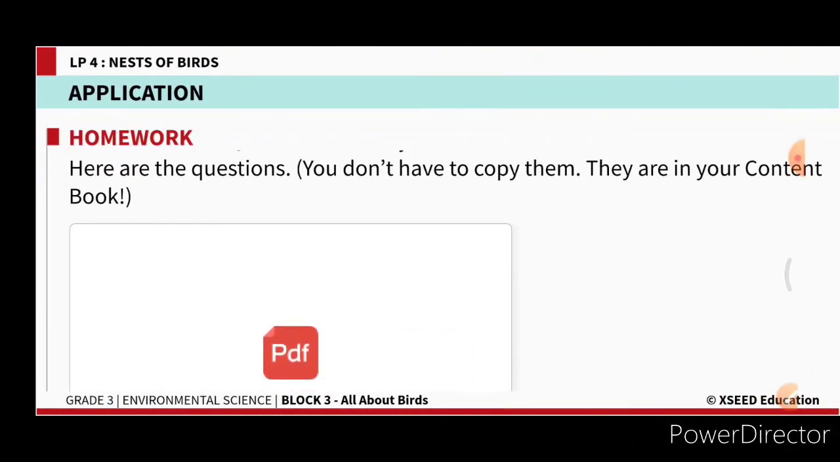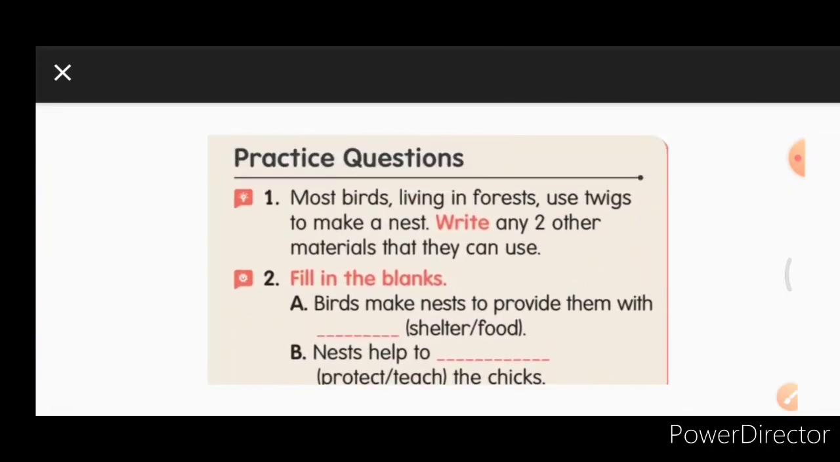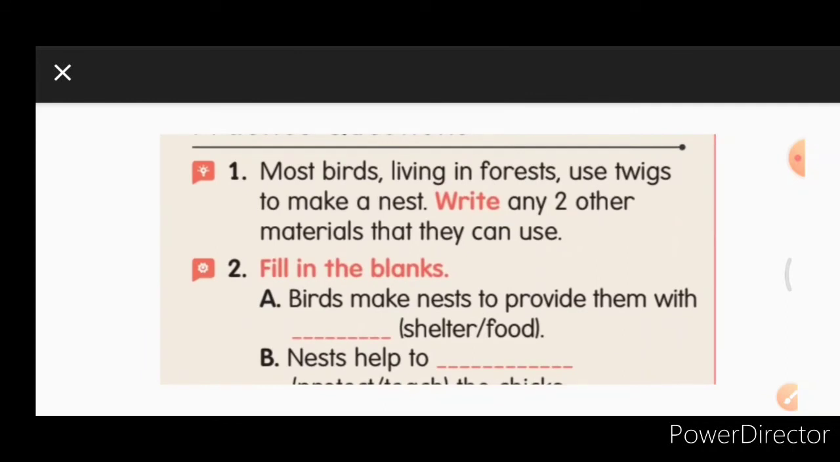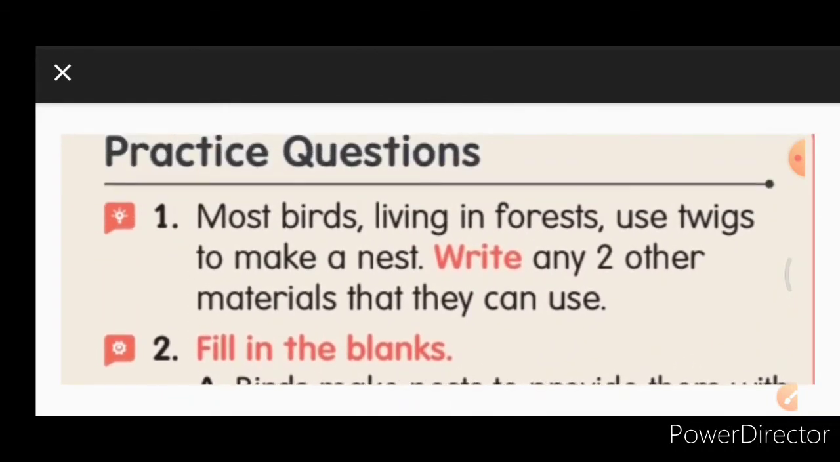Answer the practice questions in your notebook. Okay, in your content book you have these questions. Most birds living in forests use twigs to make a nest. I repeat, most birds living in forests use twigs to make a nest. Write any 2 other materials that they can use. They are telling you that most of the birds make their nest with twigs. Can you name any other 2 materials with which the birds make nests? Okay, you can write leaves and straw.